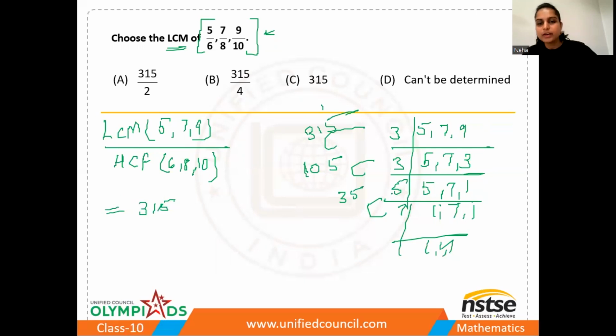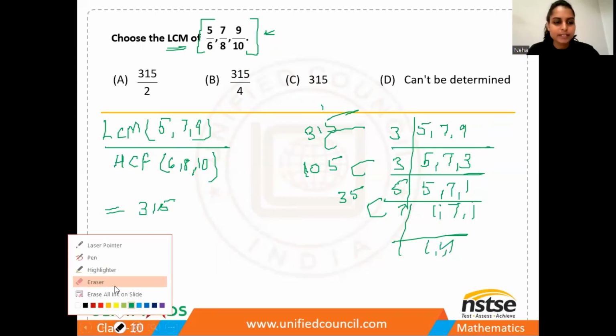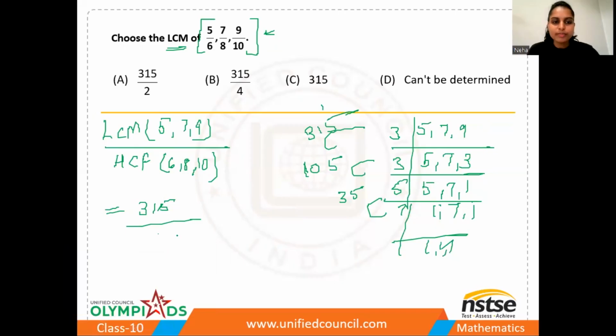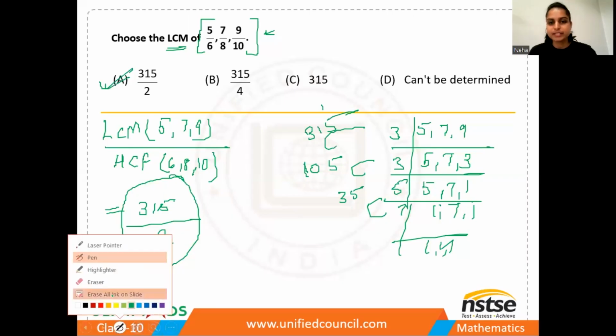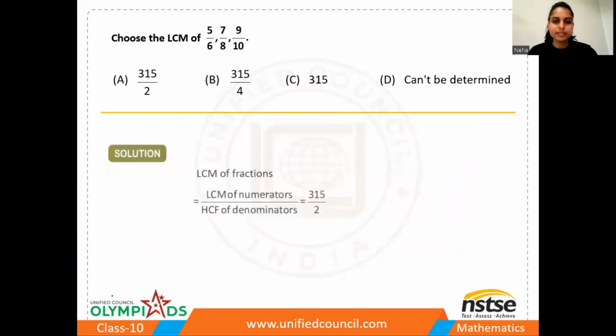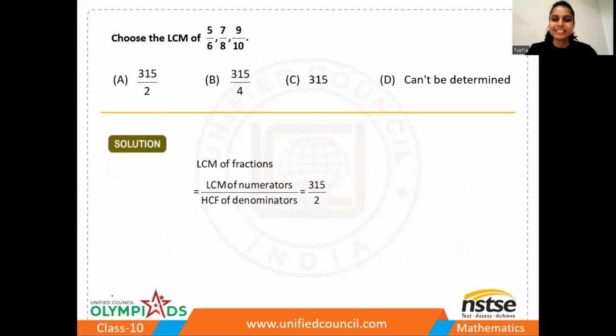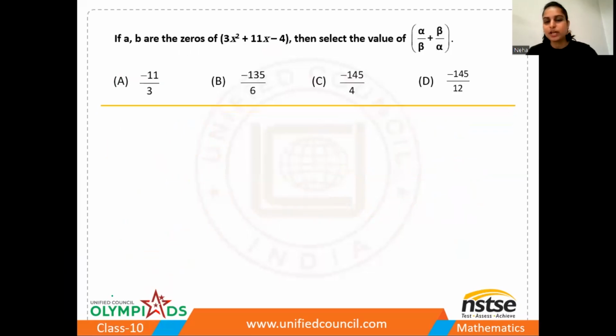Now we have to find the highest common factor, the HCF of 6, 8 and 10. It is quite common. Yes, it is 2, because 2 is the maximum number which I can divide all these three numbers with. So it is 2. So I can say 315 divided by 2. Yes, option A is the right answer. That's it. So this is the detailed solution of this question. Perfect. The question is done. Very nice. Now let's move to the next question.